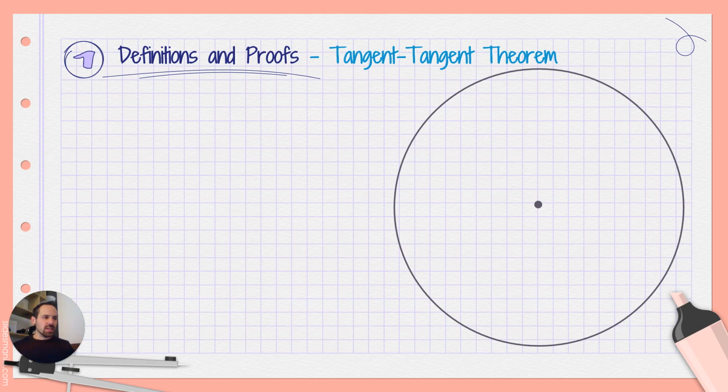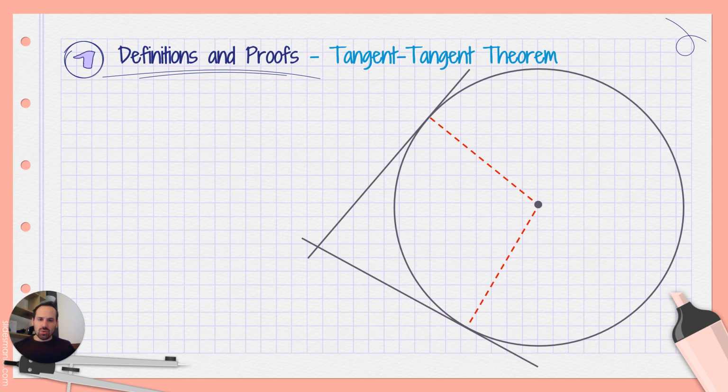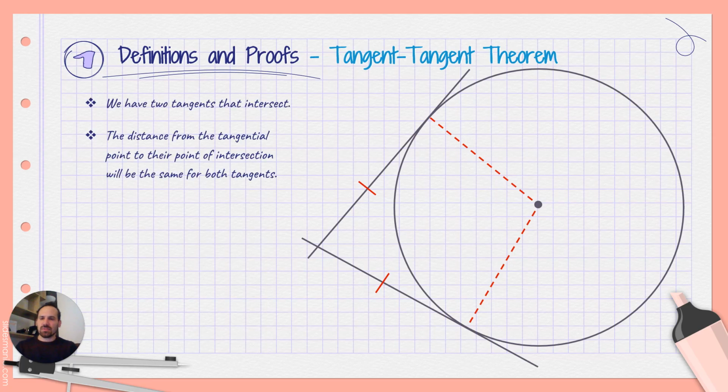So finally, well, not finally. Finally, regarding tangents, we have the two tangent theorem, which is when you have two tangents like this, you're going to get these two lines, from the tangent points where the radial lines meet the tangents to where the two tangents intersect, and they're going to be equal lengths, and we can see why that is. So we have two tangents that intersect. The distance from the tangential point to their point of intersection is going to be the same for both tangents. So that's what the actual theorem is.